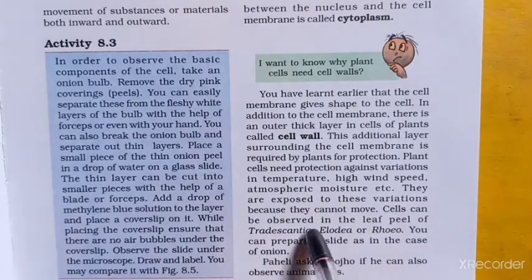Cells can be observed in the leaf peel of Class VIII, Elodea, or Rheo. You can prepare a slide as in the case of onion.